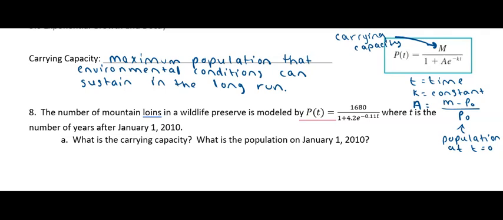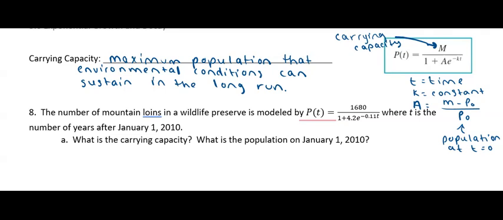So let's see what we're trying to do here. The number of mountain lions in a wildlife preserve is modeled by P of T equals 1680 over all that, where T is the number of years after January 1st, 2010. Okay, so let's think about this for a second. What is the carrying capacity? What is the population on January 1st, 2010? So let's start with one thing at a time.